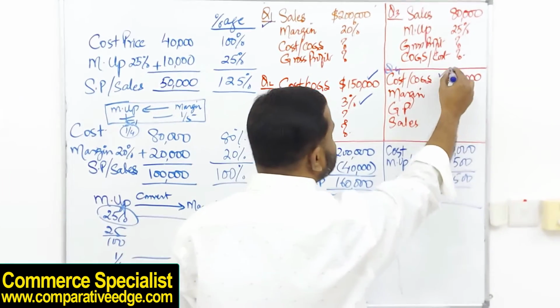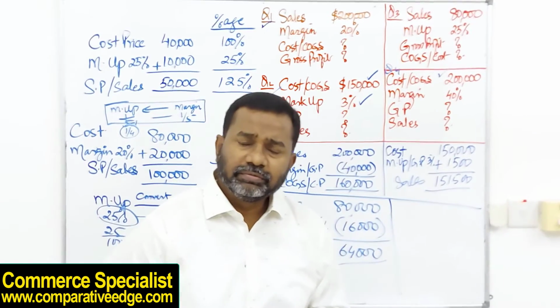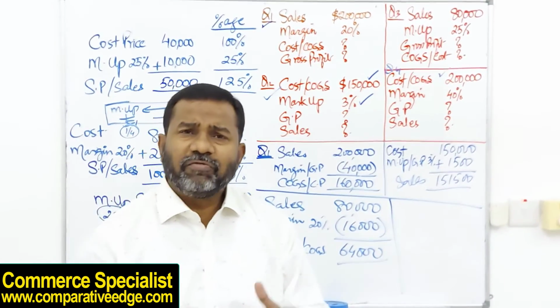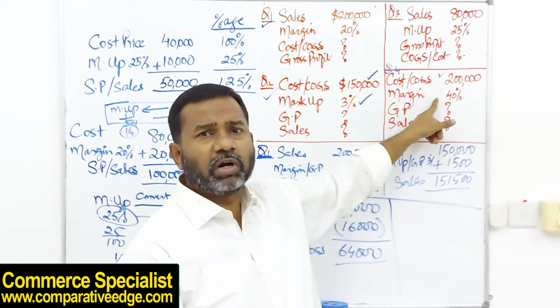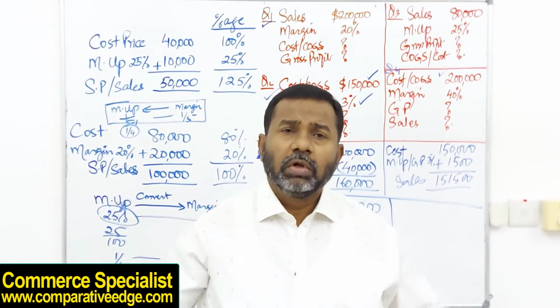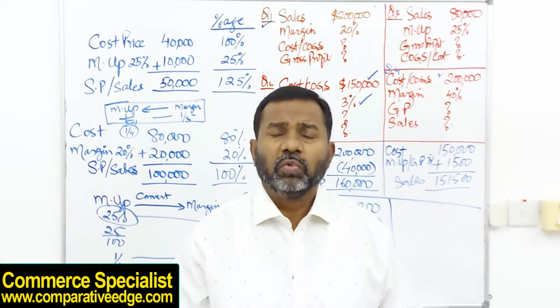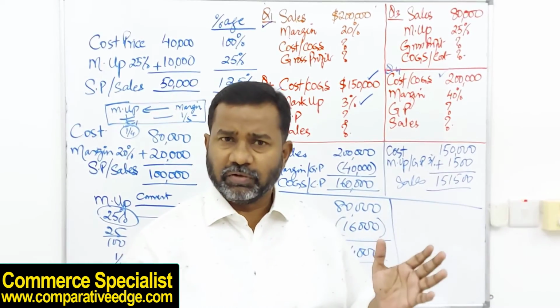We are given cost, which is 200,000. And the problem is, life would have been so easy if with cost we were given markup, but we were given margin. What to do? What we can do is, we can simply convert margin to markup and then do the needful.